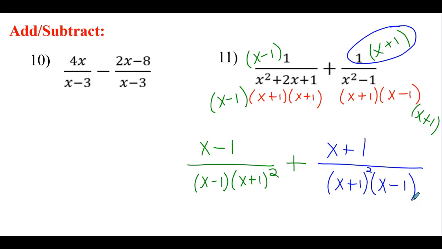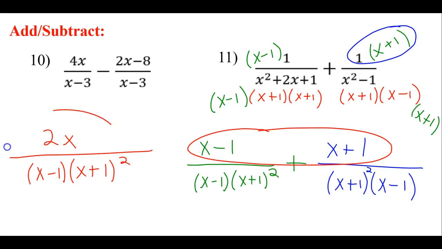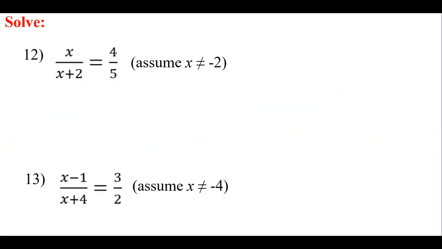Now that they're common, we add straight across the top. So what is x minus 1 plus x plus 1? 2x. X plus x is 2x. The 1 and the negative 1 cancel out. All over our common denominator of x minus 1 times x plus 1 squared. So get a common denominator, add or subtract across the top. Told you we're going fast here.